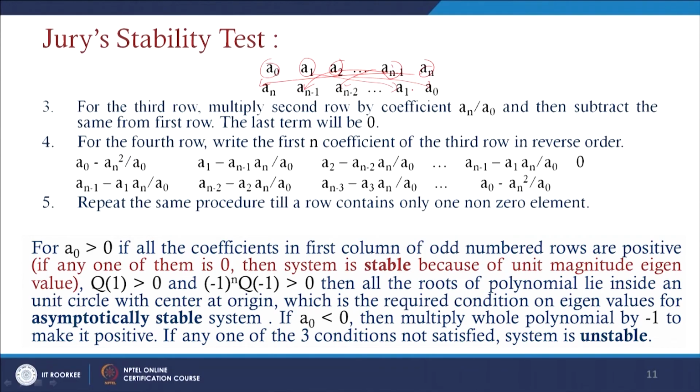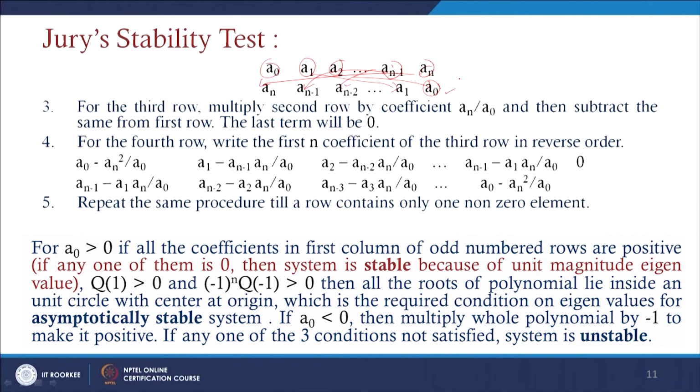For the third row, if we multiply the second row by the coefficient an by a0 and subtract from the first row, then we will have the third row here. And the last term, since we are multiplying an by a0 and subtracting from an, you will have the 0 element in the last entry here.